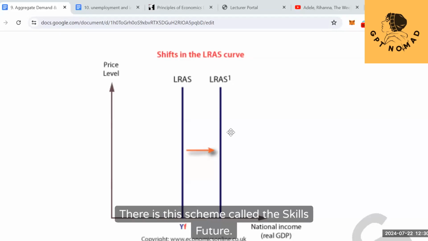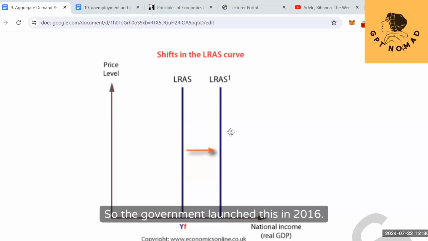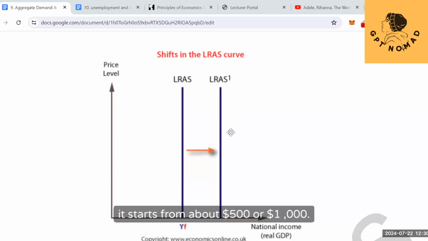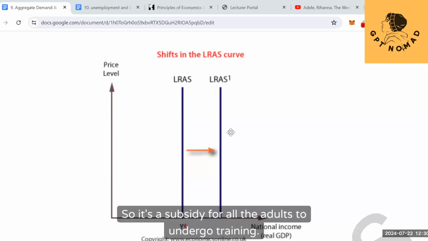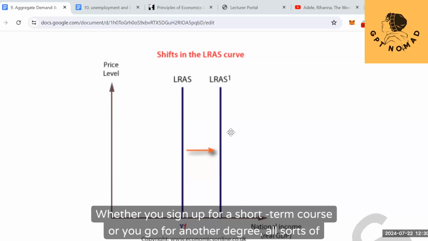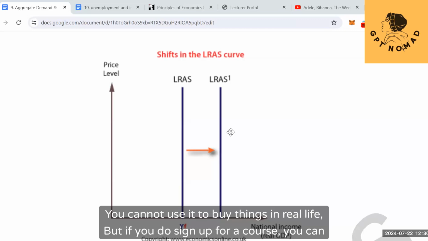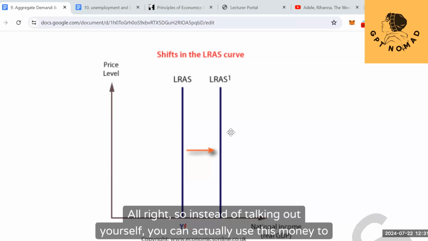Let's say Singapore, right? There is this scheme called the SkillsFuture. So the government launched this in 2016. All the adults, once they turn 25 years old, will be entitled to this. I think it starts from about $500 or $1,000. So it's a subsidy for all the adults to undergo training, right? Whether you sign up for a short-term course or you go for another degree, all sorts of such education and training, you will be able to offset the cost. You cannot use it to buy things in real life, right? But if you do sign up for a course, you can actually use this to pay off. So instead of forking out yourself, you can use this money to pay for the training fees.